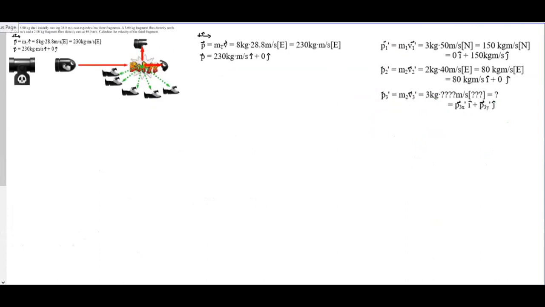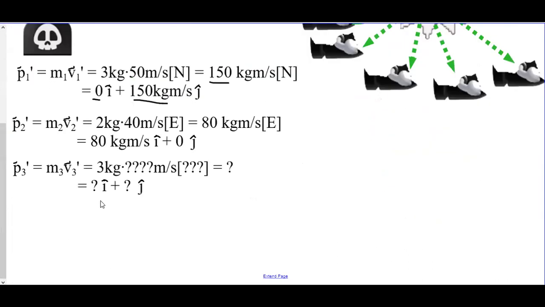I think I skipped a slide. Oh no, I must have deleted it. So if I move that off to the side, this is my beforehand and this is my afterwards. I've got my third momentum in the X that I'm not aware of, and my third momentum in the Y afterwards that I'm not aware of. Those are what I need to find in order to continue.